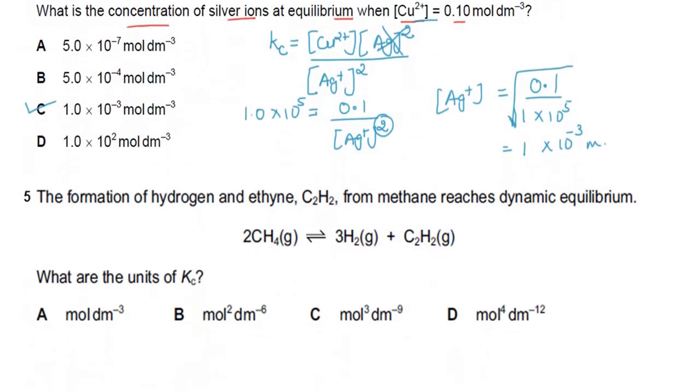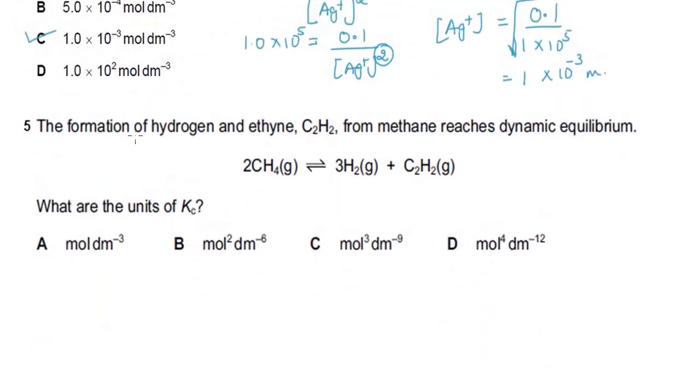Let's have a look at one more MCQ. The formation of hydrogen and ethane from methane reaches a dynamic equilibrium and the reaction is given here. What are the units of Kc?